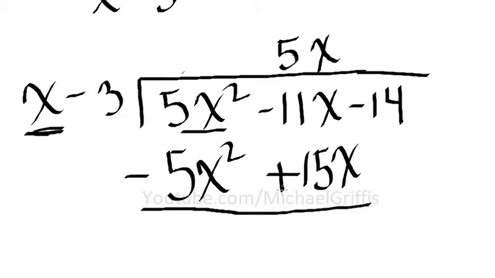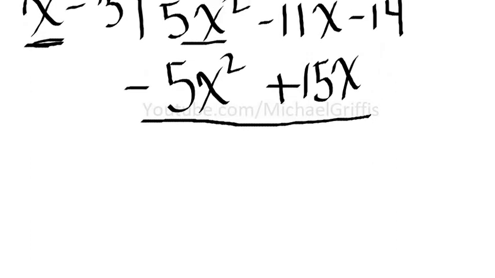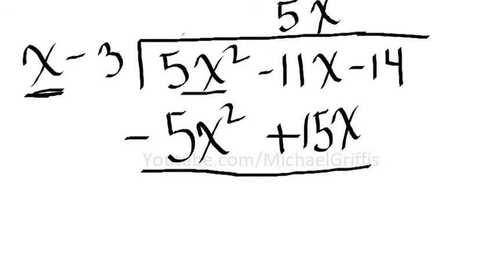Alright, so then we do the math. And I can see we're going to be doing a lot of rolling the screen here. So 5x squared minus 5x squared is 0. Negative 11x plus 15x is going to give us a 4x. Okay, a 4x. And then we'll go ahead and bring down the 14 here.